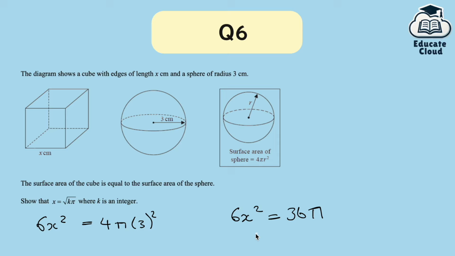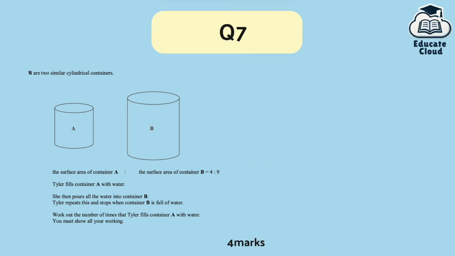And here you just want x. So you can just do x squared first, which is 36 over 6, which is 6 pi. And x, which is going to be root 6 pi. Okay? So you'll probably get something a bit harder than this, but that is that.